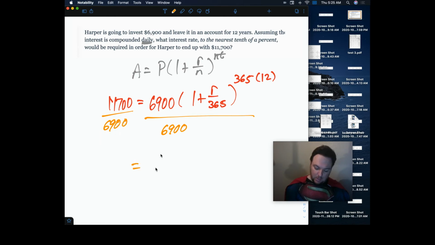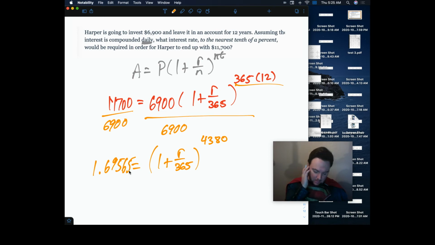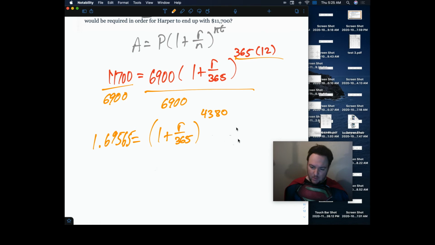And this is going to give me 1 plus r to the 365 raised to, I can just multiply that together. It's going to give me 4,380. And then 11,700 divided by 6,900 is 1.69565.